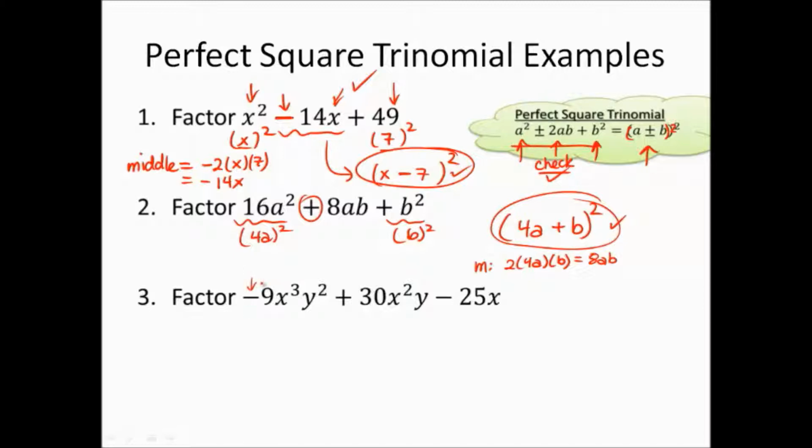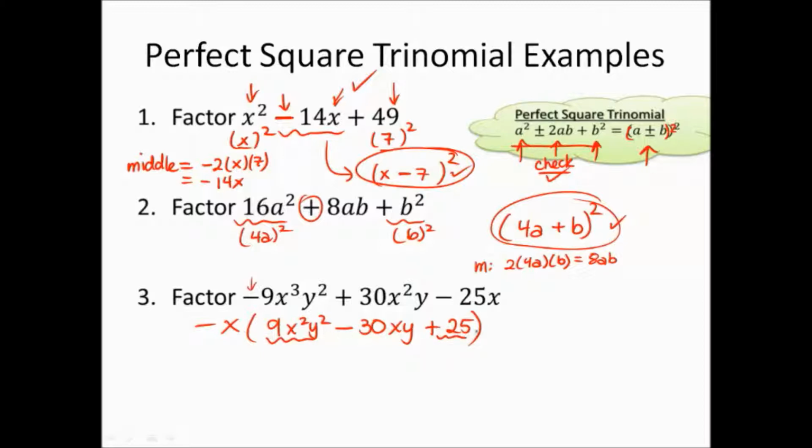However, the minus sign should come out. And how about the letters? I think we have a factor of x that could come out. And that's about it. So let's try that. Let's take out the negative. The negative comes out, and the x comes out, and we're left with 9x squared y squared minus 30xy plus 25, and the x came out. That's it.